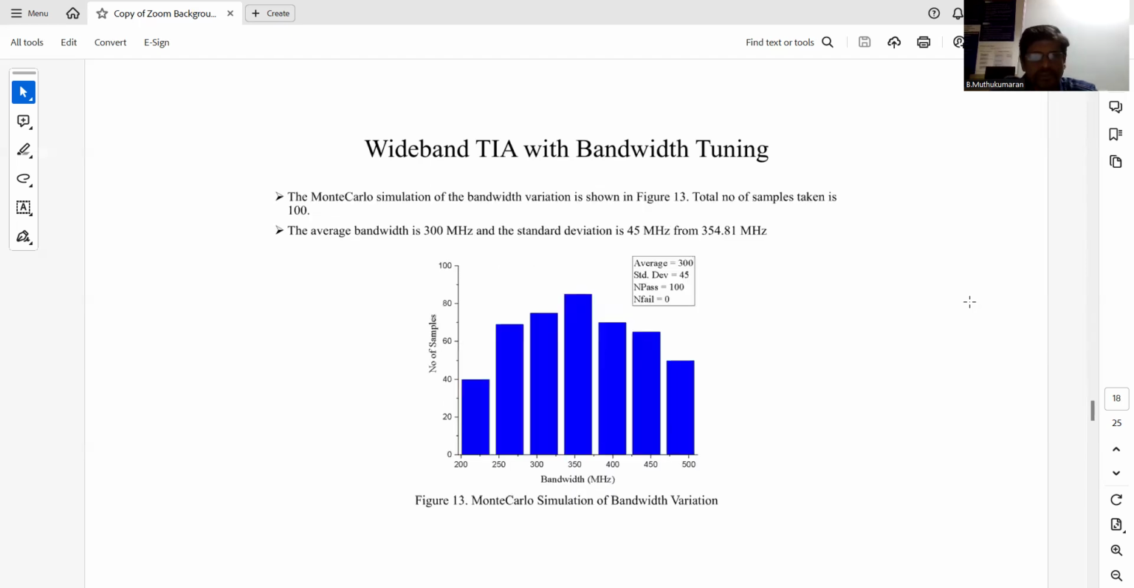So this provides the Monte Carlo simulation for the bandwidth variation. The average is about 300, the standard deviation is about 45, and the number of passes sigma is 10. The average bandwidth is 300 megahertz, and the standard deviation is 45 megahertz from 354.81 megahertz.